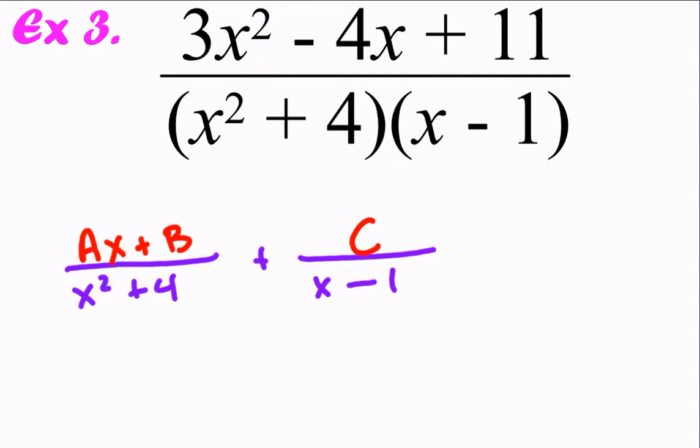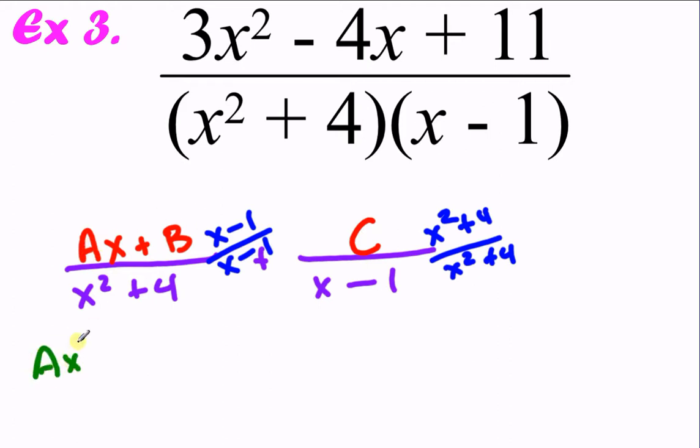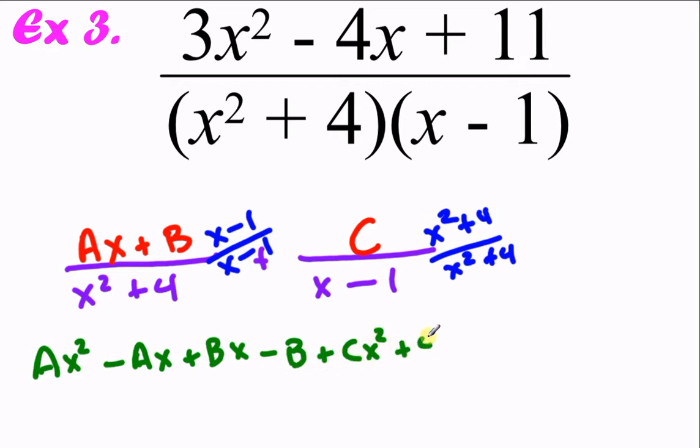Okay, so let's get a common denominator. We'll have to multiply this by x minus 1, and over here we'll have to multiply by x squared plus 4. Alright, and then we will have to distribute all of this out, so ax times x is ax squared. Ax times 1 is negative ax, b times x is bx, and b times negative 1 is negative b. Over here, we'll distribute the c, so we'll have cx squared, we'll have 4c, and we're supposed to equal this whole mess up here. So 3x squared minus 4x plus 11.